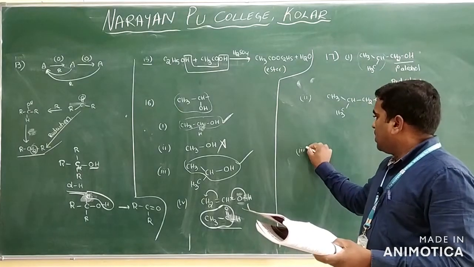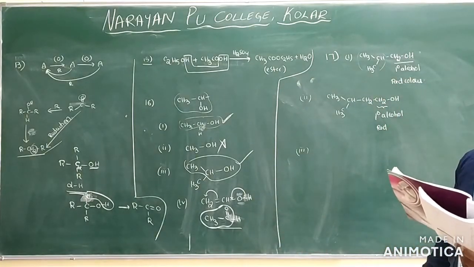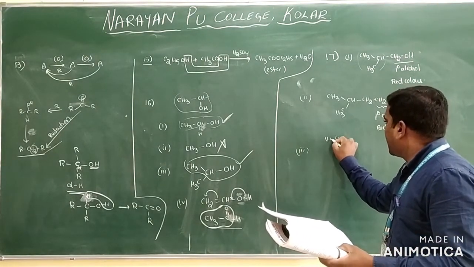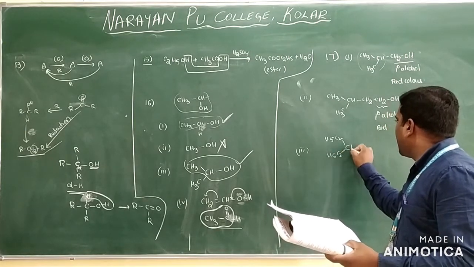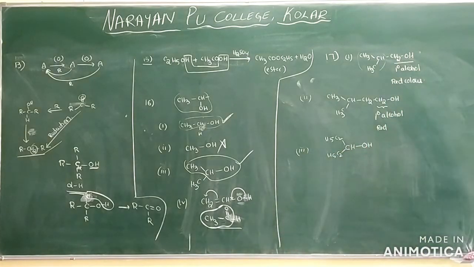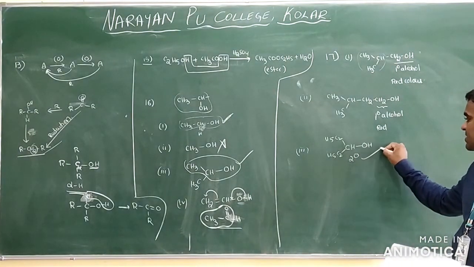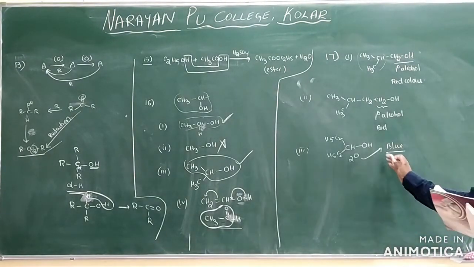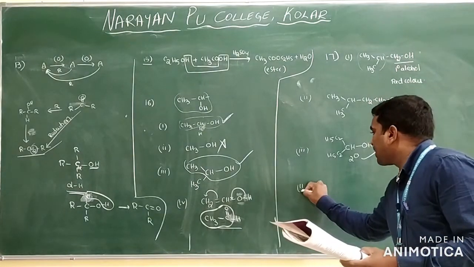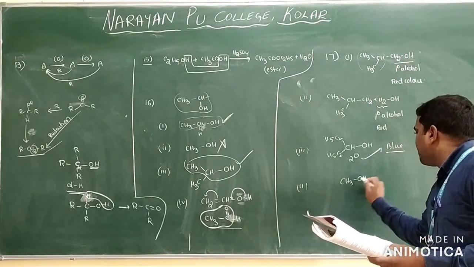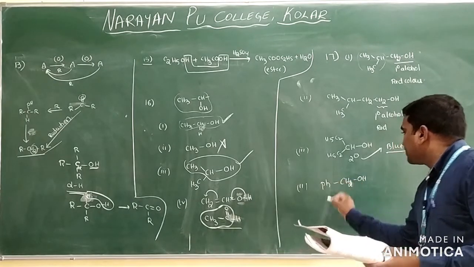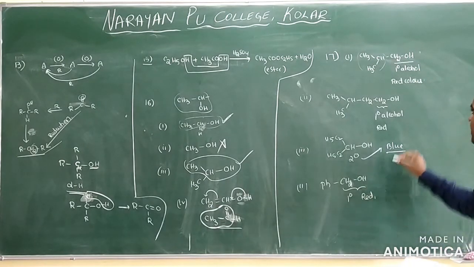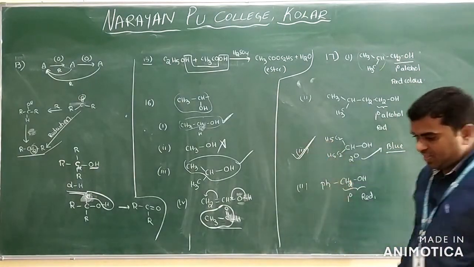And the third option, diethyl carbinol. Carbinol means CH3OH, diethyl means C2H5 and here C2H5 and CHOH, diethyl carbinol. It is a secondary alcohol. Secondary alcohol means which color will it give? Blue color. So that is the option that does not give red color. Fourth one, phenyl carbinol. Carbinol means CH3OH. Phenyl means one hydrogen is replaced by the phenyl group. That we call phenyl carbinol. It is a primary alcohol, so it gives red color. So what is your option? Option 3.